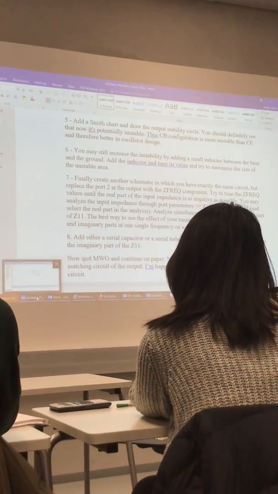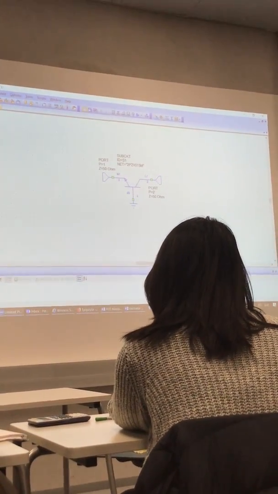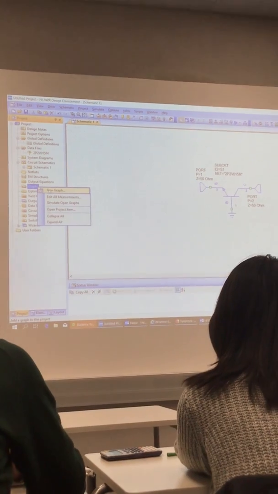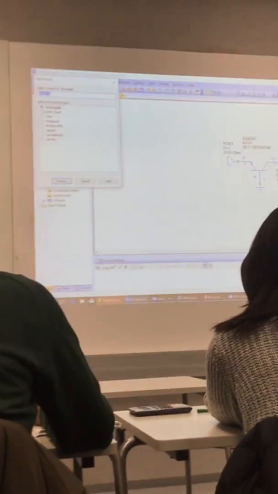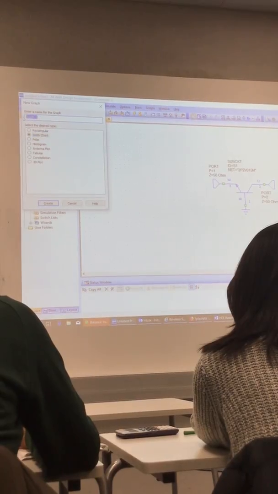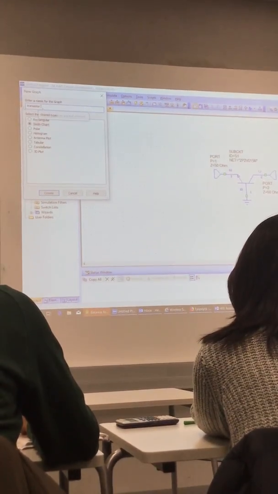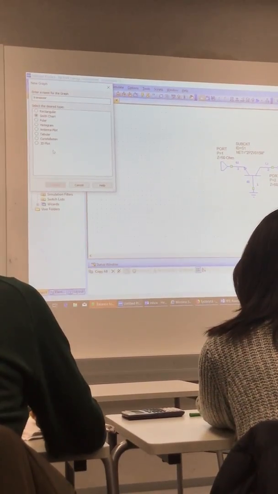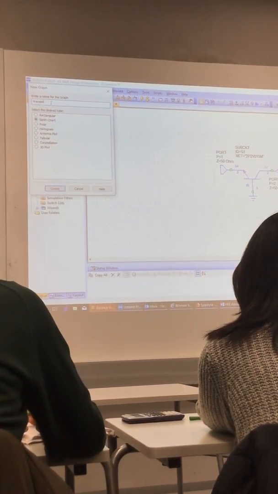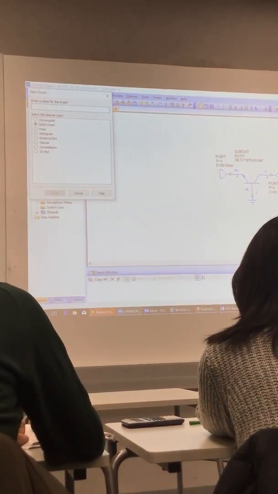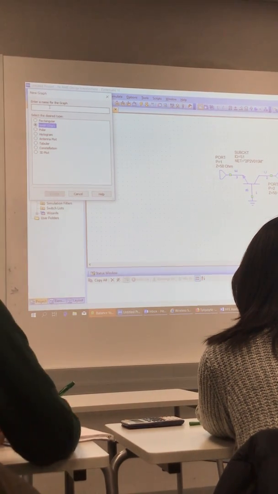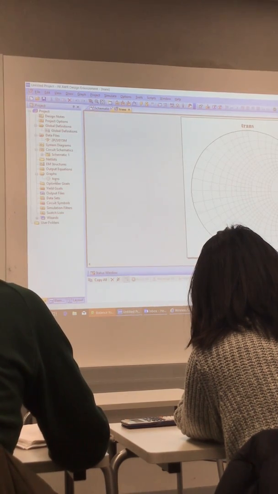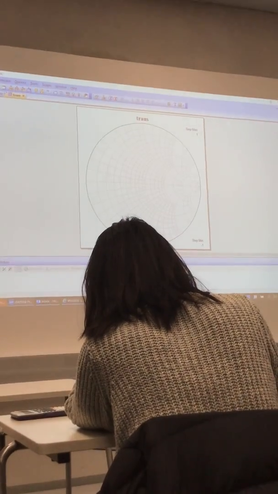But whatever, I go here. I'll add a Smith chart to the graphs. New graph, Smith chart. Why doesn't it let me do it? They're not clearing spaces. Yeah. Okay. Thanks.